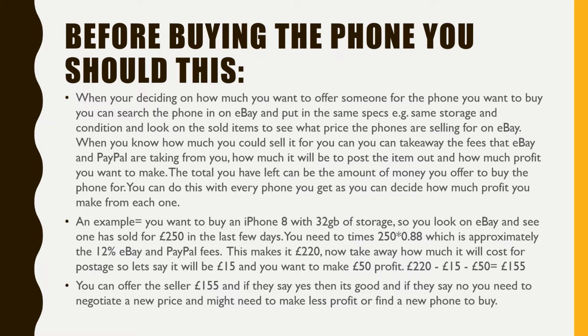You can do this with every phone you get, as you can decide how much profit you want to make from each one. An example of this is, you want to buy an iPhone 8 with 32GB of storage, so you look on eBay and see that one sold for £250 in the last few days. You need to times £250 by 0.88, which is approximately the £12 eBay and PayPal fees. This makes it £220. Now take away how much it will cost for postage, so let's say it will be £15, and you want to make £50 profit, so you'll do 220 minus 15 and then minus 50 equals £155, so you would offer that £155 to the person you want to buy the phone from.